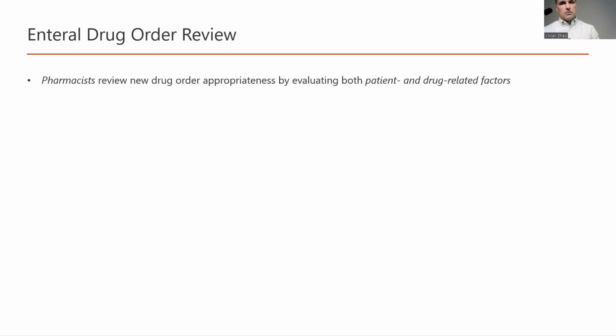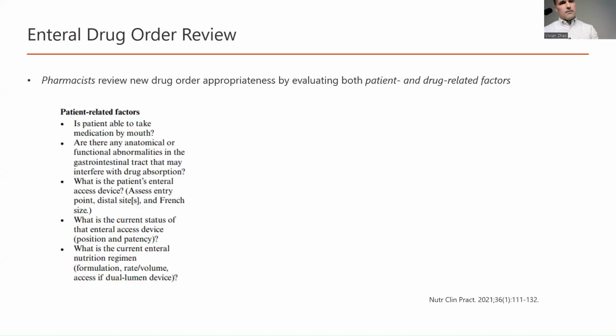So what do pharmacists do? Pharmacists review new drug order appropriateness by evaluating both patient and drug-related factors. As far as patient-related factors, the first question you should ask yourself is, is the patient able to take medication by mouth? Second, are there any anatomical or functional abnormalities in the gastrointestinal tract that may interfere with drug absorption? So if you have a primary site of absorption, and the tip of your feeding tube is distal to that, are you going to continue with that medication, or are you going to look for a potential therapeutic alternative?